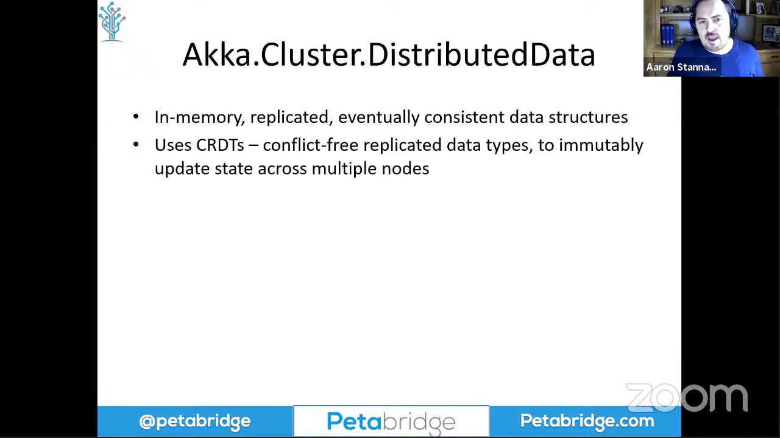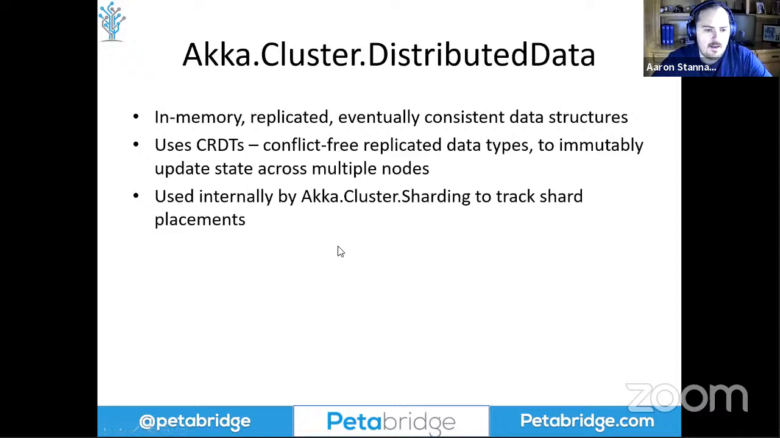It allows us to create in-memory, replicated, eventually consistent data structures, which means that you can have a copy of this entity that lives concurrently in like 3 places inside your cluster. All 3 of those copies can be modified and merged together back into one consistent view of the data. And it's able to accomplish this using a specialized data structure called a CRDT, a conflict-free replicated data type. And this allows us to immutably update state across multiple nodes.